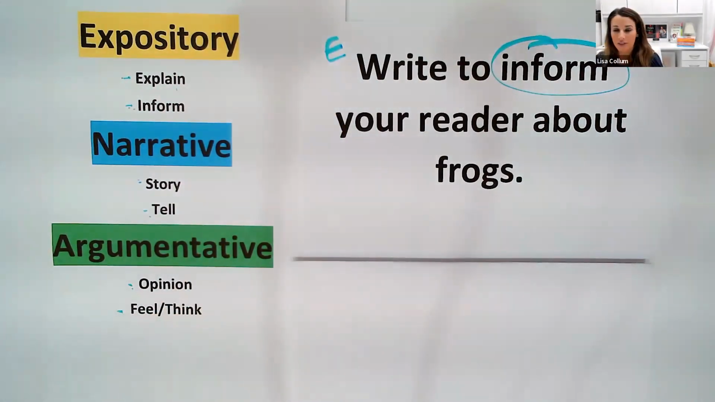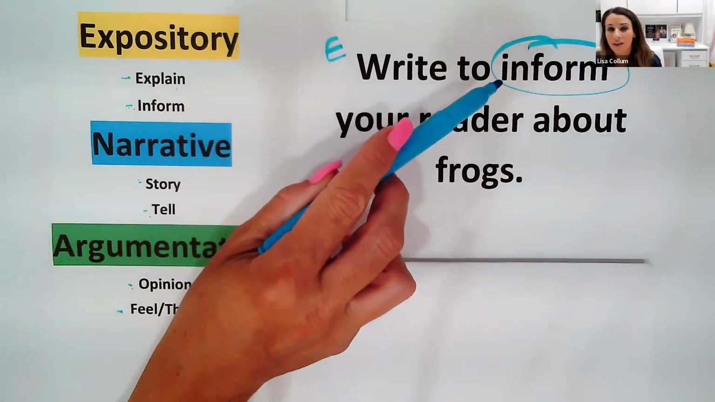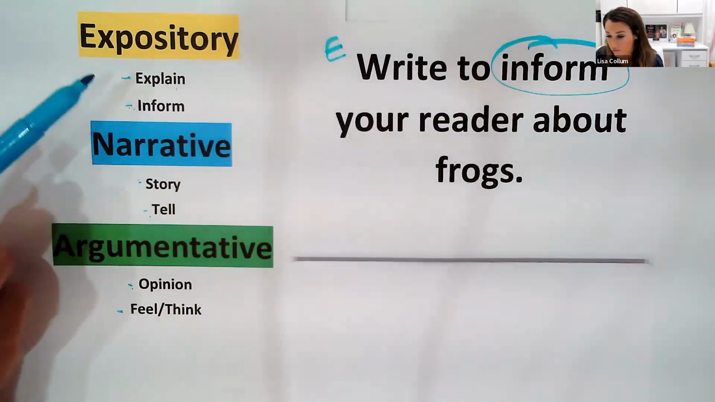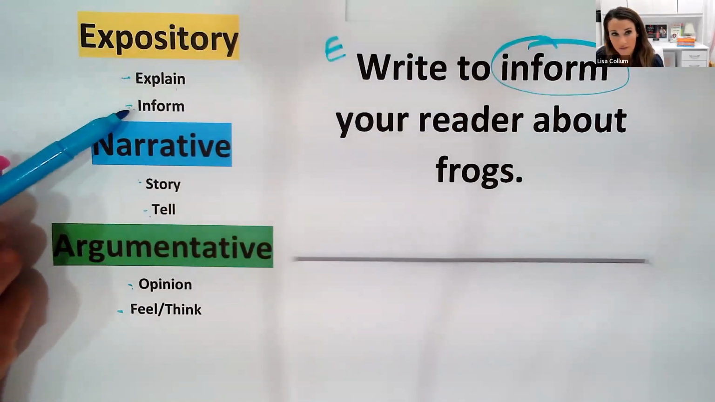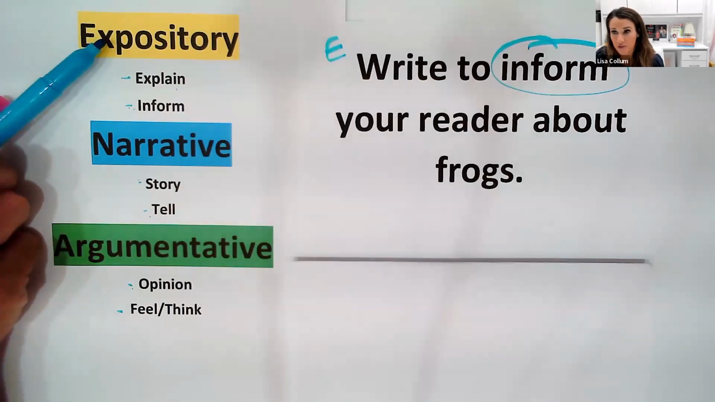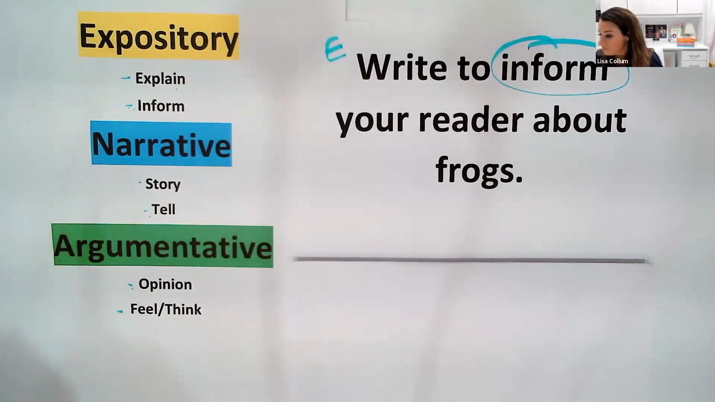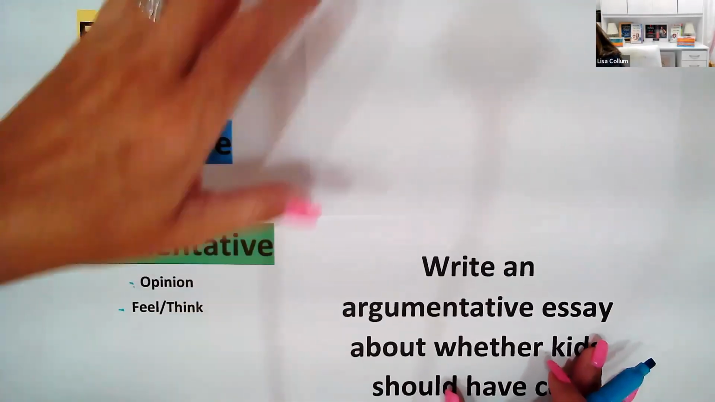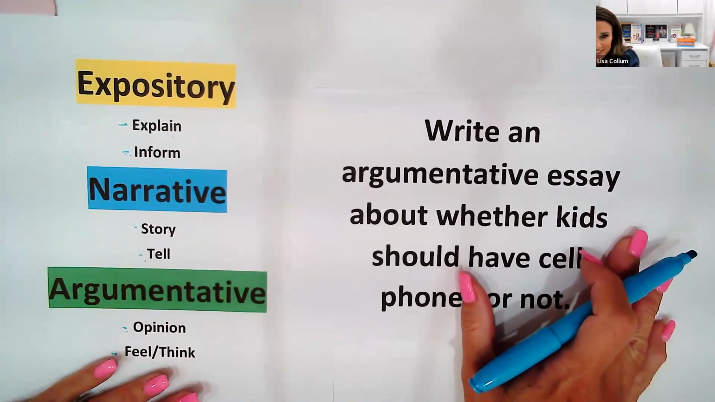Up until now, all the expository prompts said the word explain, but this one said inform. That's one of the key words for expository. It could say explain or inform, or it could just say expository. Then you know it's expository as well. Okay. Ooh, let's see if this one tricks you.